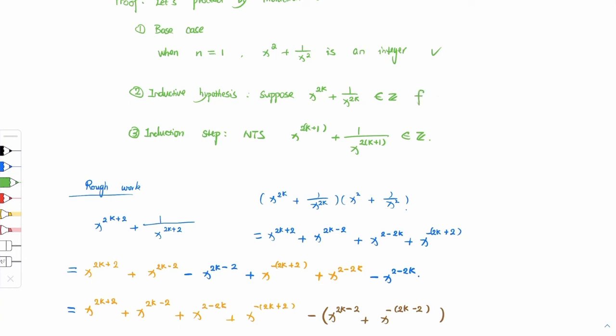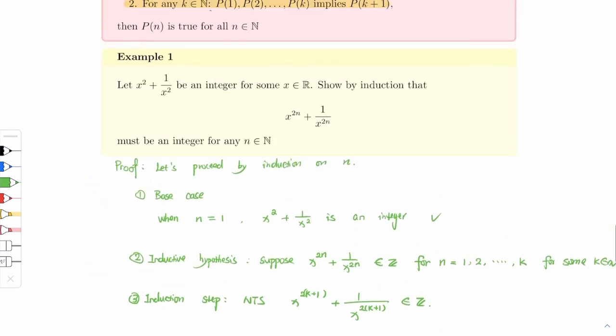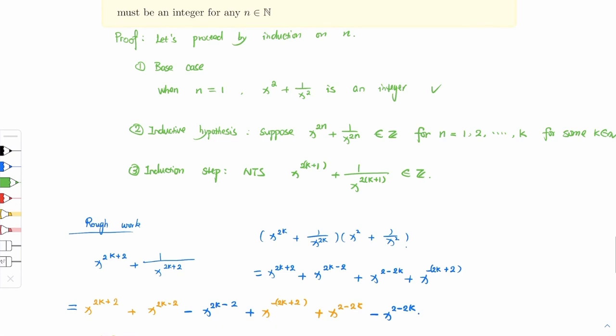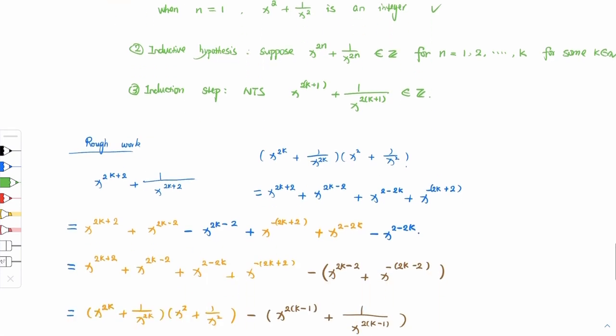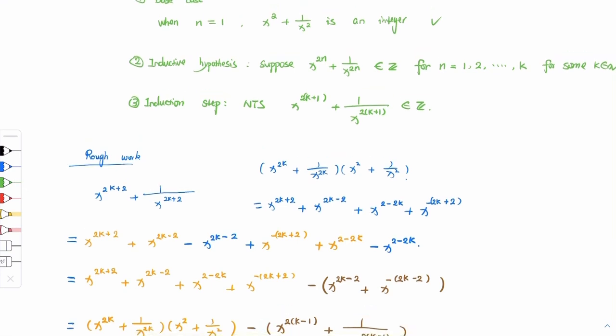For, let me use n here. For n equals 1 to 2k, for some k in natural number, okay? Here your k doesn't have any restriction, so for some k in natural number. Now we know that this is also an integer, so let's write our formal proof.